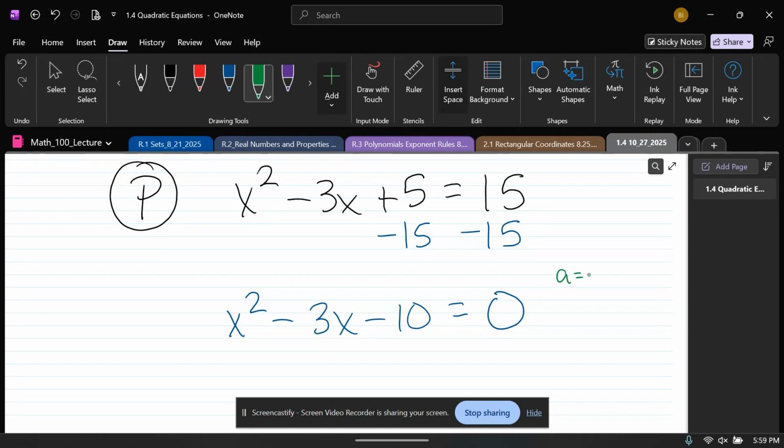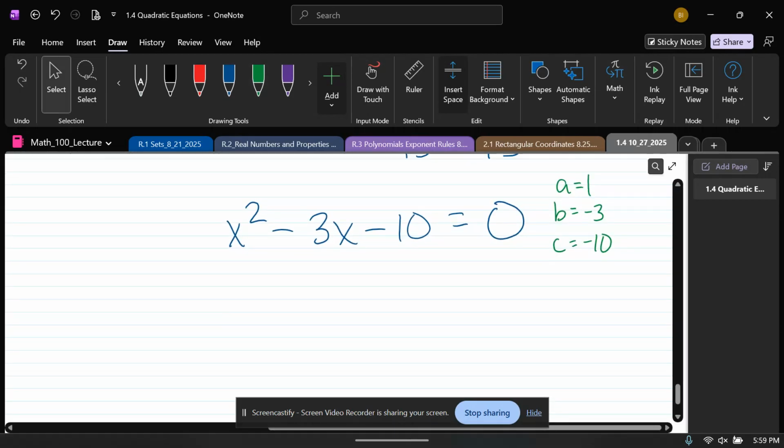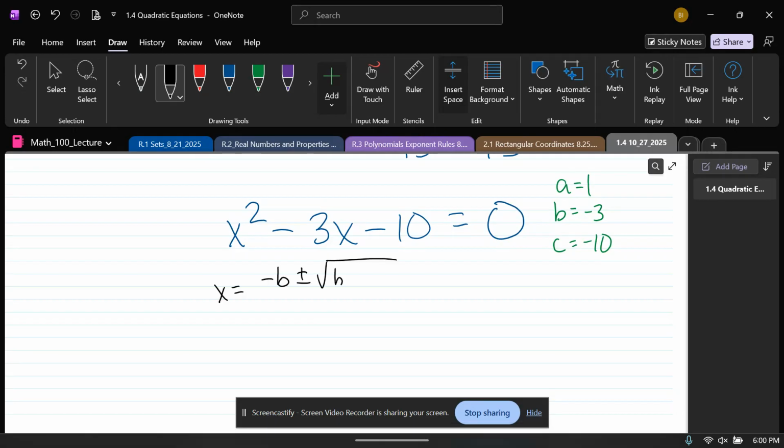So A is 1, B is -3, and C is -10. Those are my A, B, and C. And I'm writing my quadratic formula again. x equals negative b plus or minus radical b squared minus 4ac divided by 2a. If you like Gilligan's Island, there's a Gilligan's Island theme to it.